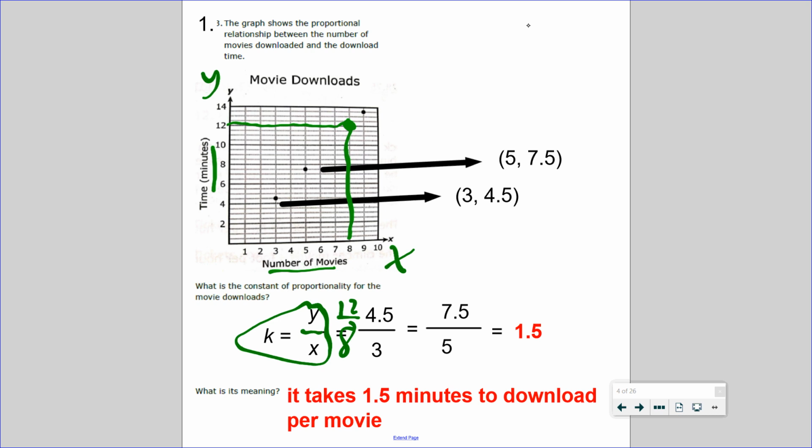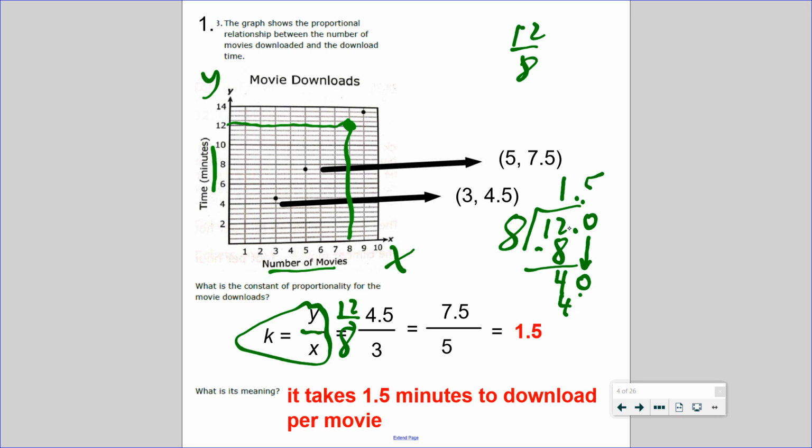What is 12 divided by 8? Well, let's find out. 8 goes in 12 one time. 12 minus 8 is 4. How do I get rid of this remainder? I annex a 0, bring down the 0. How many 8s go in 40? 8, 16, 24, 32, 40. 5 times. So it's 1.5.